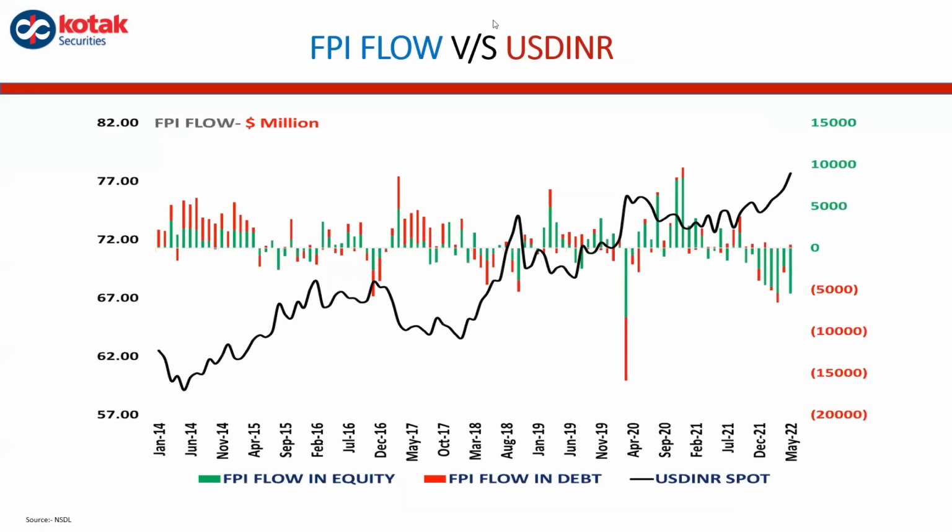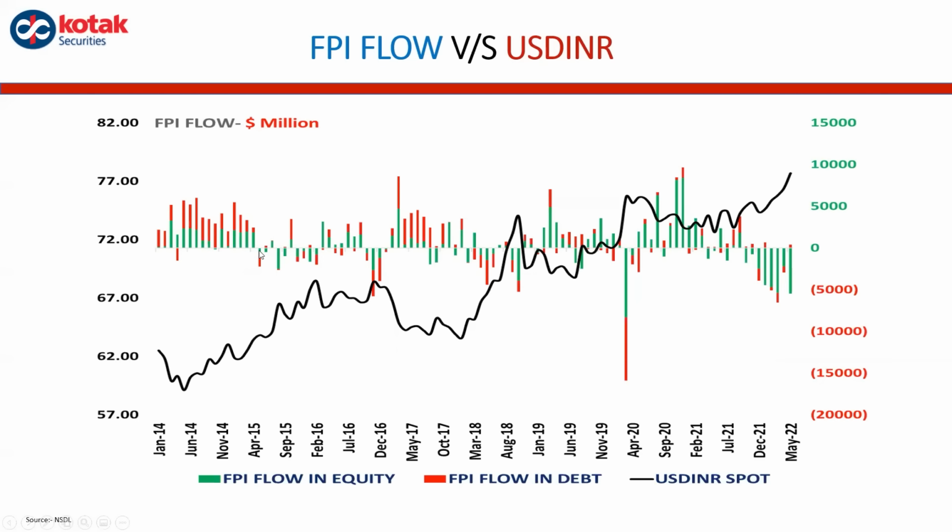So first we'll look at how the FPI flows affect the dollar rupee. Basically, when we say that the FPIs are bringing money in India, they bring in dollars and then they have to convert the dollar into rupees. So they have to sell dollars and buy rupee. So by default, the dollar supply increases and the rupee is in demand. So the rupee actually happens to appreciate. That means the USD/INR pair will actually start moving down.